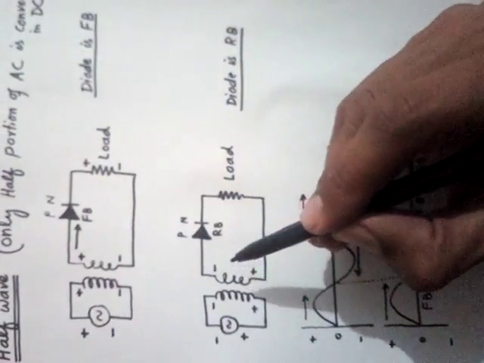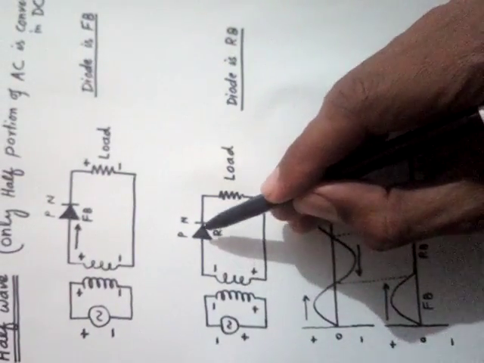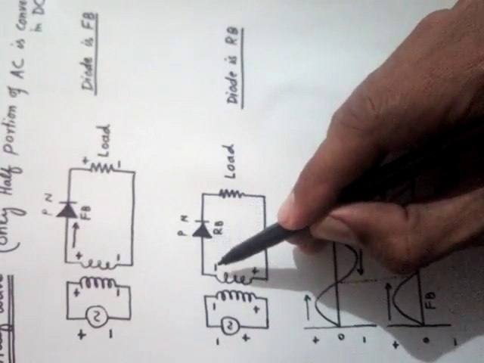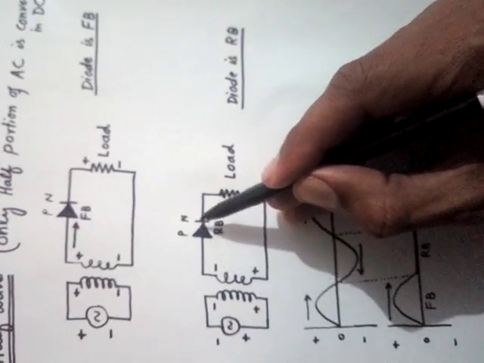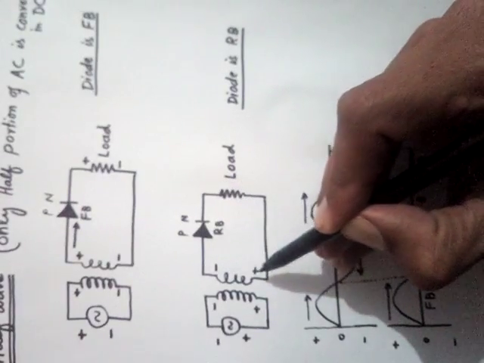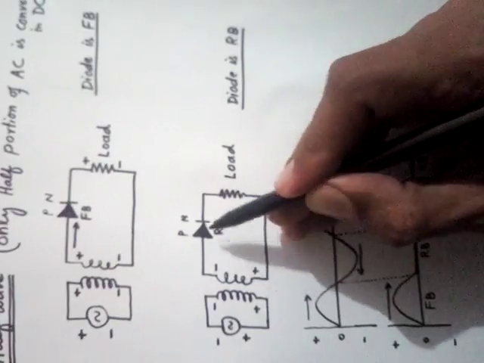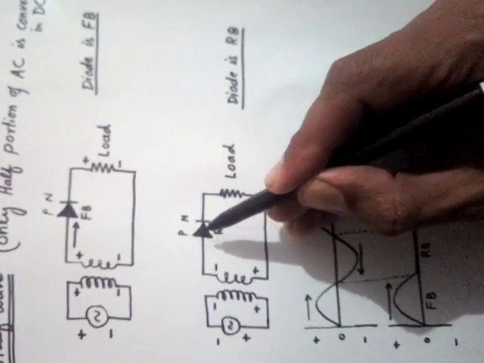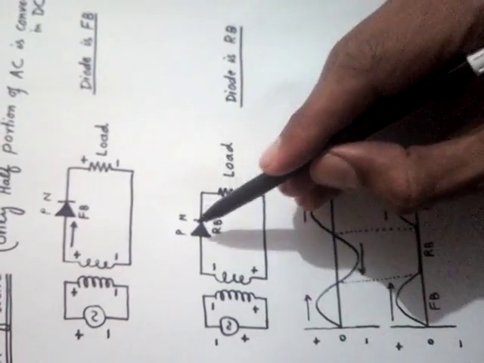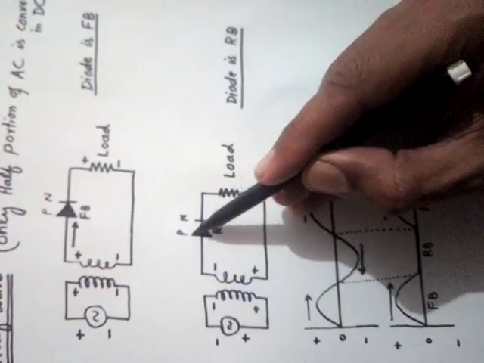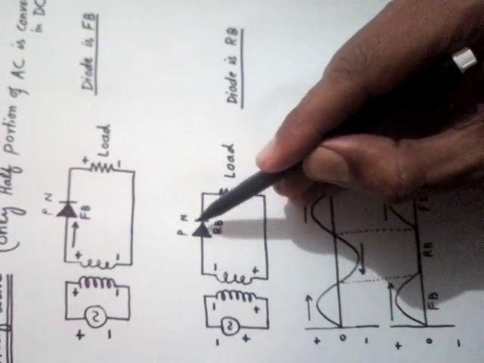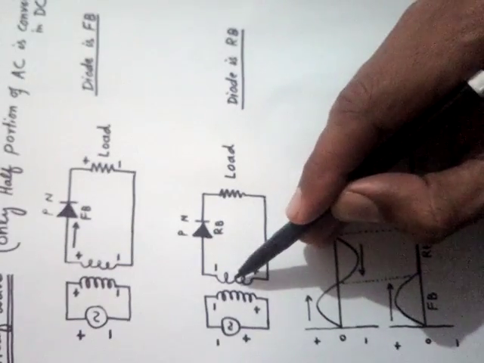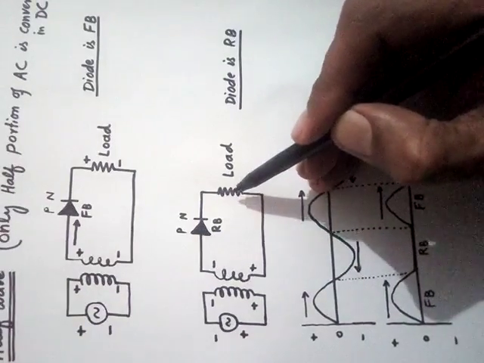Okay, what happens now? In this figure you can see that the P side of the diode is connected with the negative terminal, and the N side of the diode is now connected with the positive terminal. What is this condition? Is it not reverse bias? Definitely this diode is reverse biased, because the P side of the diode is connected with negative and the N side of the diode is connected with the positive terminal of the secondary coil through the load.